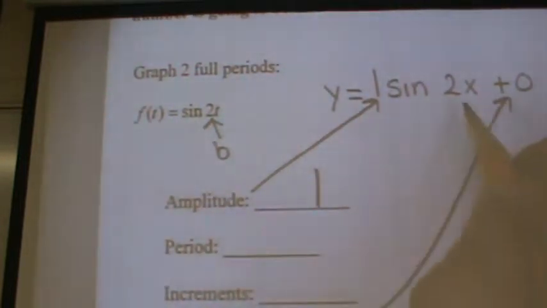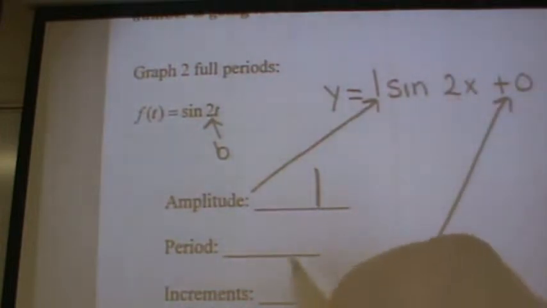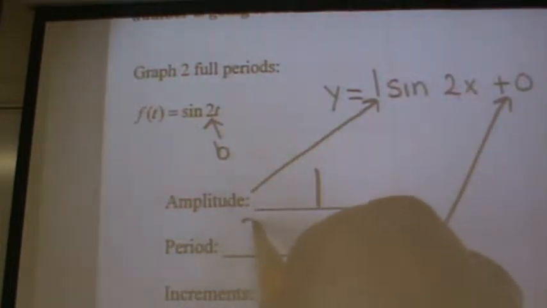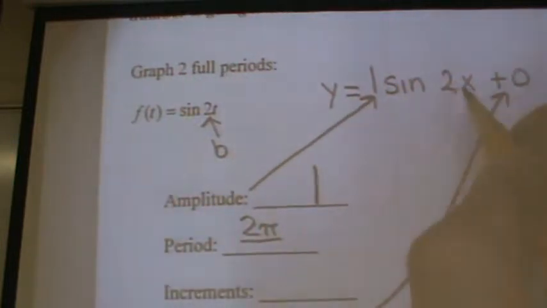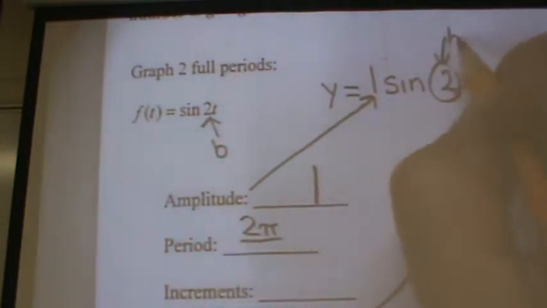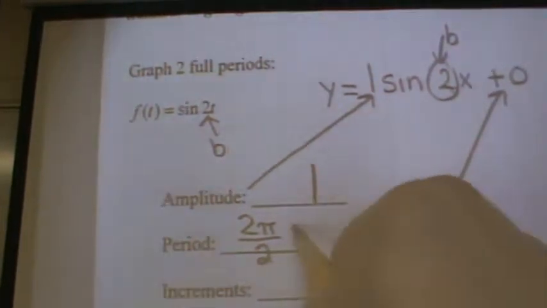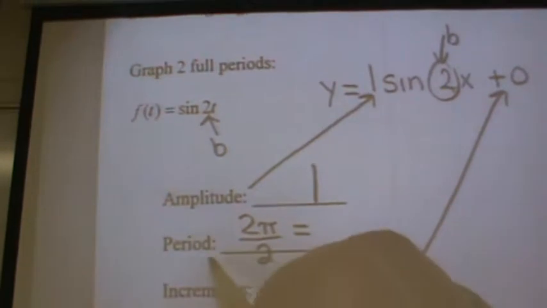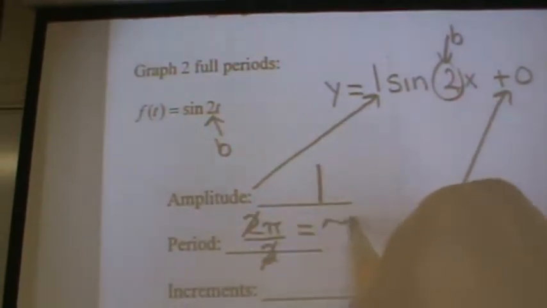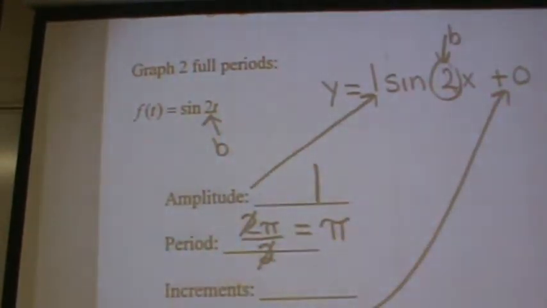The period, if this were 1x, would be 2 pi. But what you're going to do is take 2 pi and divide it by the b value. What is this b value? It's 2. So for this particular problem, the period is pi. You take 2 pi and divide it by b, and you get pi.